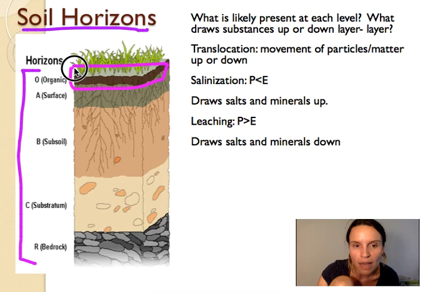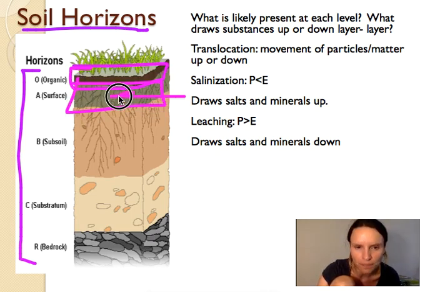So at the top you have organic matter that is either growing in the soil or being decomposed into the soil. The next layer down is called the surface. This is where some root systems start to be present. There's a lot of air in this layer to allow for particles to move up and down.